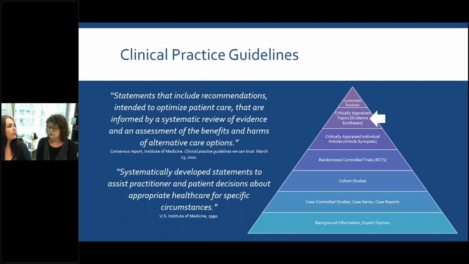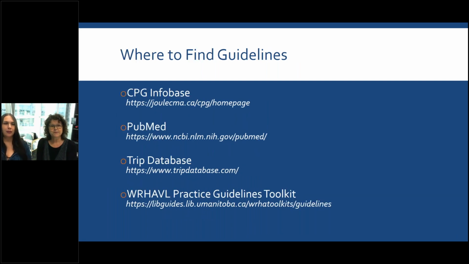And I think the next slide we show where we can find guidelines and some sources. Clarify that AGREE II is AGREE, Roman numerals 2. Yeah. So these are just some sources where you can find guidelines. There's CPG Infobase, PubMed, TRIP database, there is a free version. You don't have access to everything, but it's a good starting point.